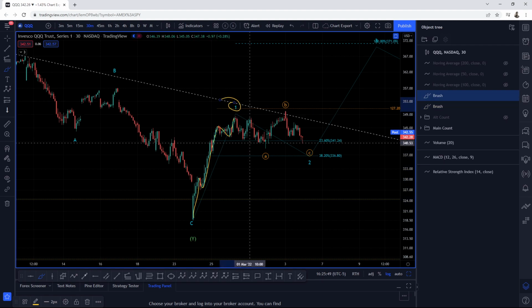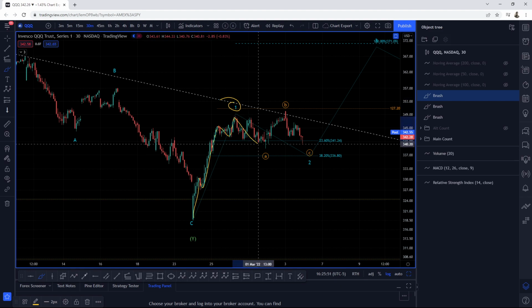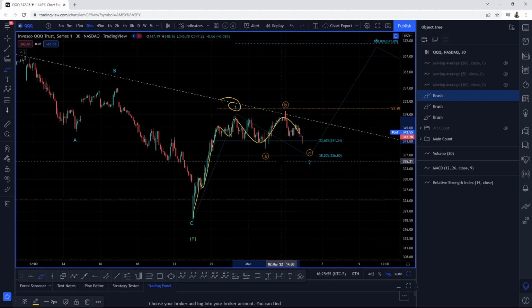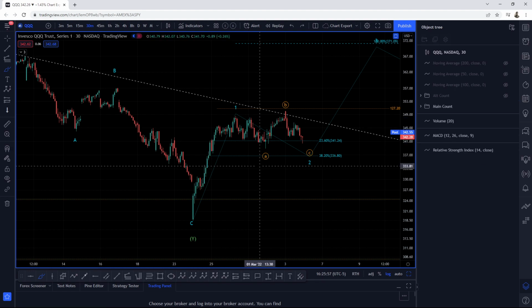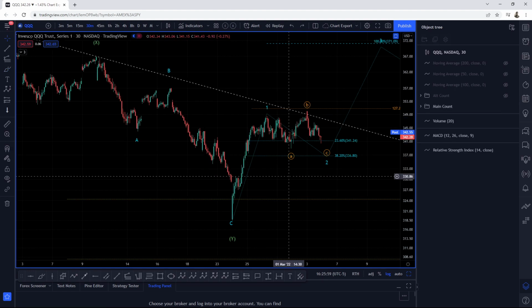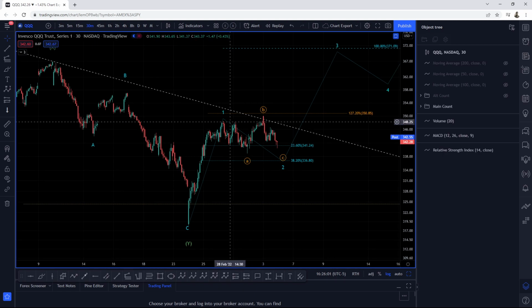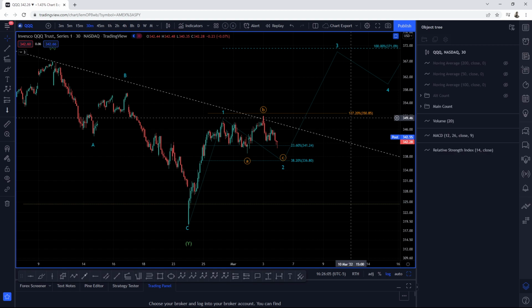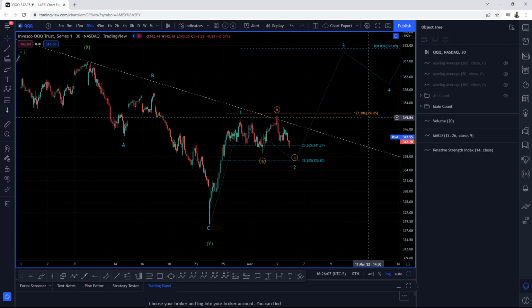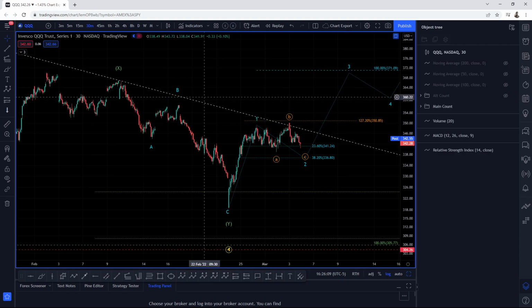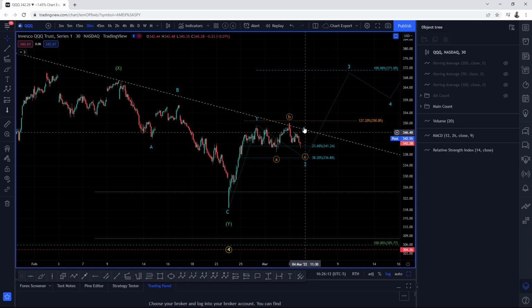Now we have this ongoing correction. Is this a running flat? Is this an expanded flat? What type of flat is this? In my belief, I think that this is an expanded flat. Why? Because an expanded flat would normally break above its previous high, and will normally come to retest the 1272 at 350.85. And in coincidence, it was a trendline resistance. So that comes into confluence with what we're looking at.